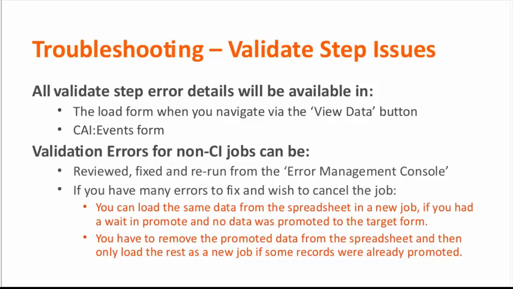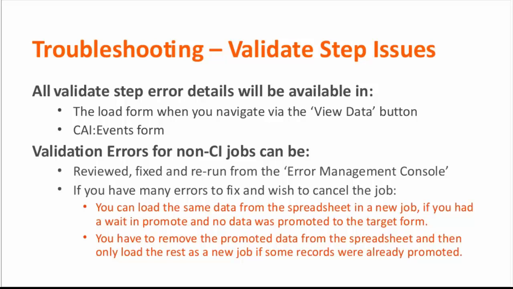Now let's move on to validate step kind of errors. During your validation, you should be able to see any errors on the screen. When you run your job, you can navigate to the job step where you click on the view data button, and it will take you to the load form and show you your errors. So check for the error flag, check for the data which has the error flag checked, and you'll be able to see the data which had validation errors.